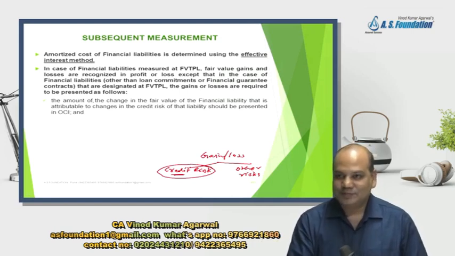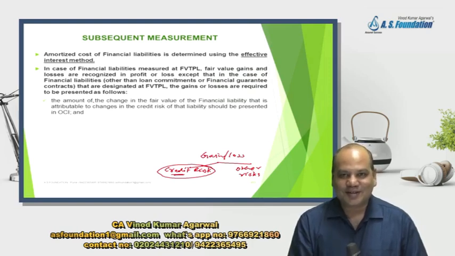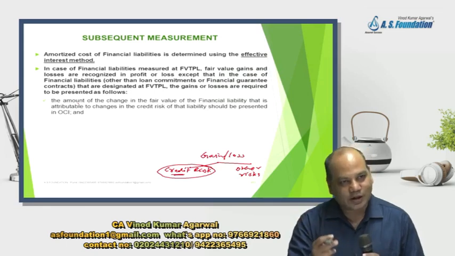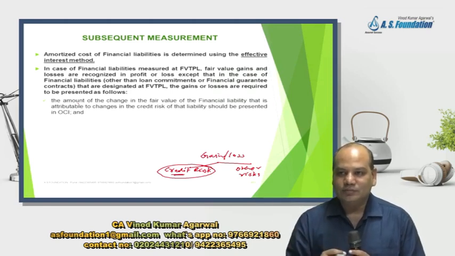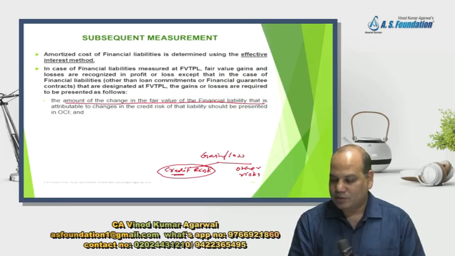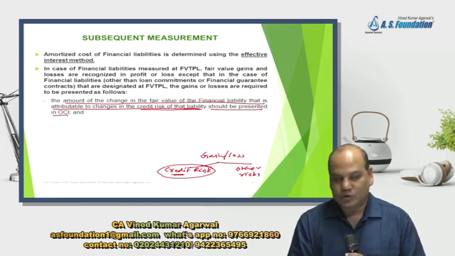Now next line. Understood credit risk now? So the value of the instrument can change due to change in credit risk or due to change in other risk. Other risks are like market risk, interest rate risk. Okay. So the amount of change in fair value of a financial liability that is attributable to change in credit risk of that liability should be presented in OCI.